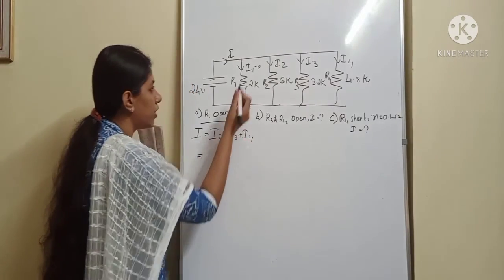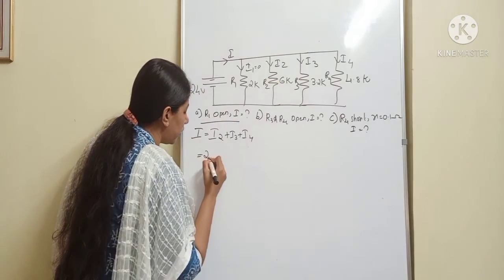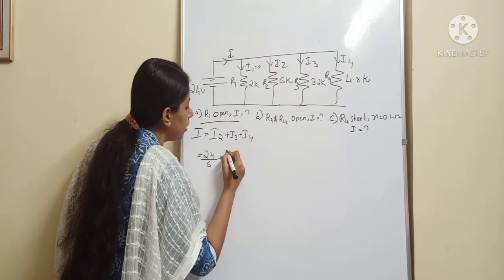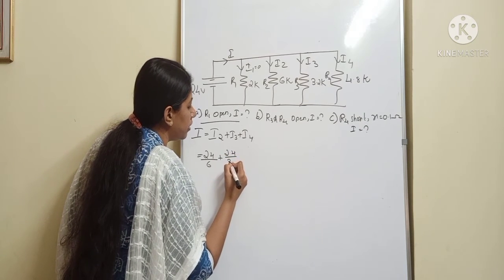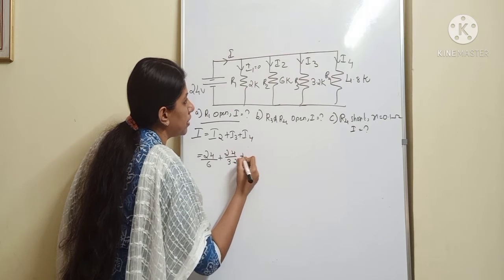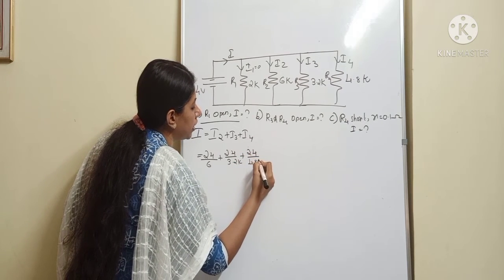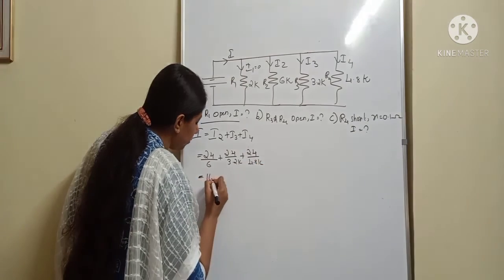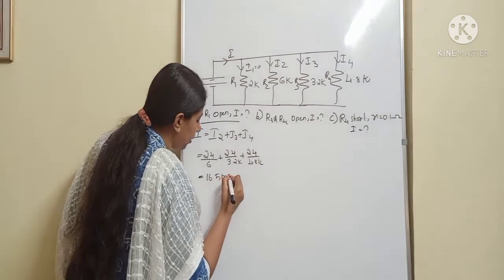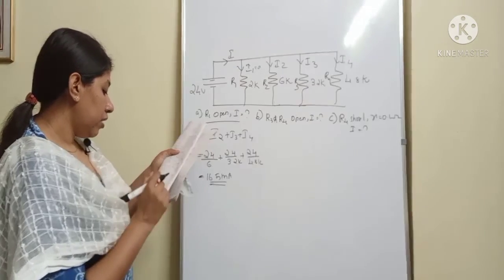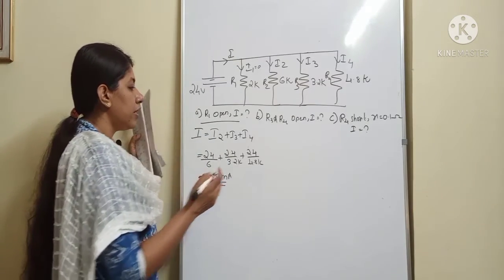So what is the value of I2? I2 will be 24 divided by 6K, plus I3 will be 24 divided by 3.2K, plus I4 will be 24 divided by 4.8K, and this will be equal to 16.5 milliampere if you calculate it.